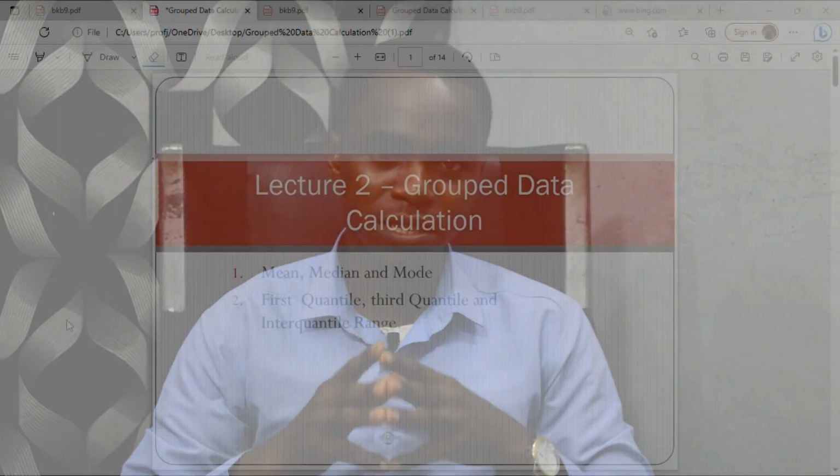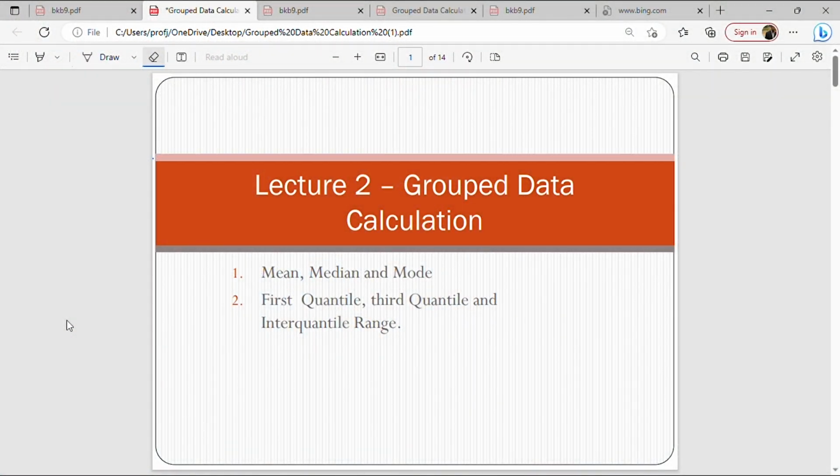Welcome to lecture 2. In the last class, we discussed mean, median, and mode of ungrouped data. Today we will be talking about mean, median, and mode of grouped data. You've got to follow this course well. It's actually explanatory, but let me still take my time to explain it. So lecture 2 is grouped data calculation, and we'll be looking at mean, median, and mode.